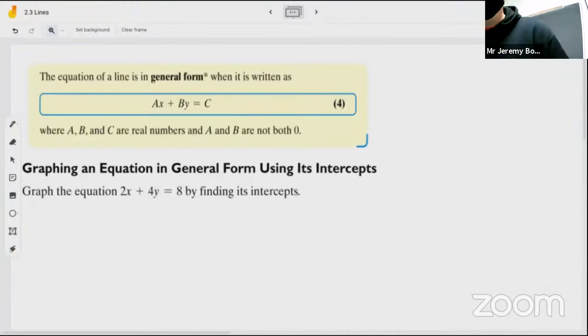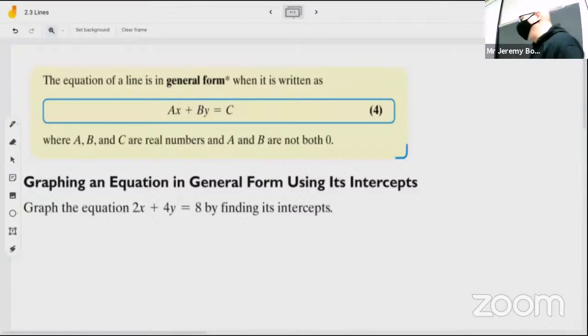So the equation of a line is in general form when it is written as ax plus by is equal to c, where a, b, and c are real numbers. They can be fractions. They don't have to be integers. They could be pi. They could be e. They could be any real number. The only thing is that a and b can't both be 0. One of them can be. In that case, it would be a vertical or horizontal line, because you'd have x is equal to something, or y is equal to something. But that is general form.